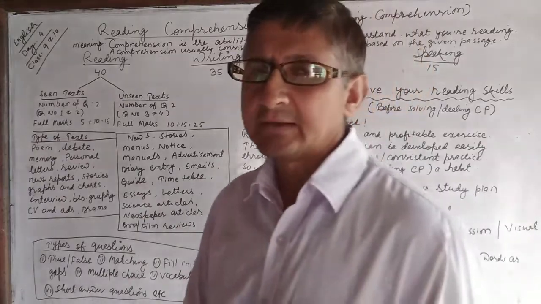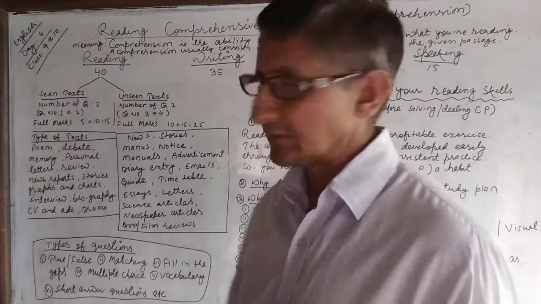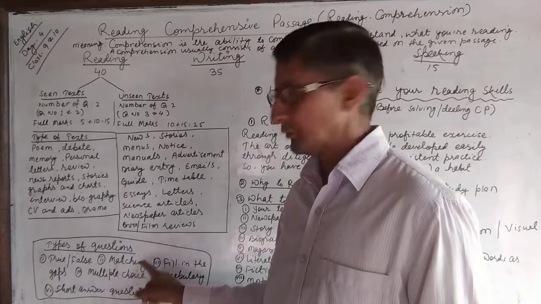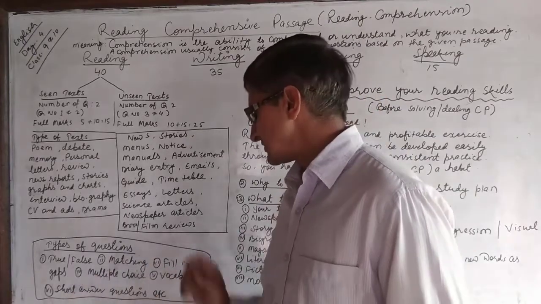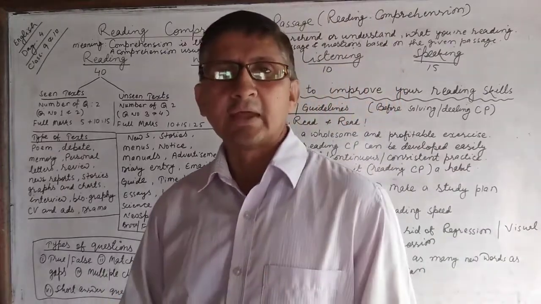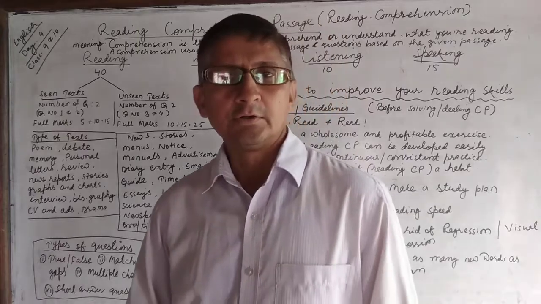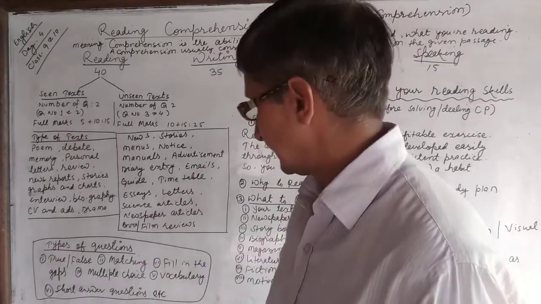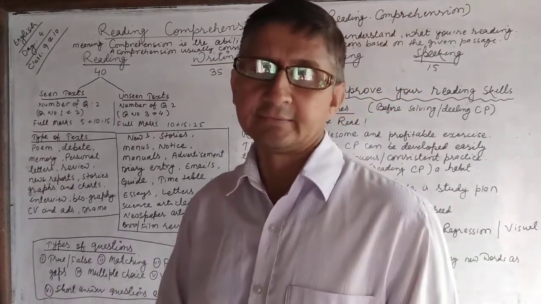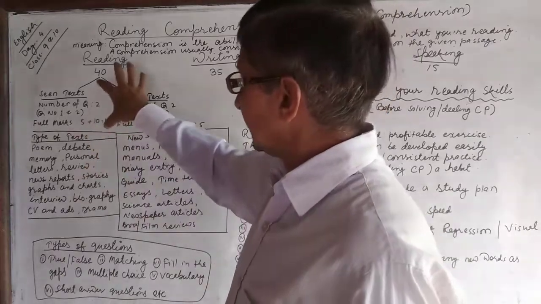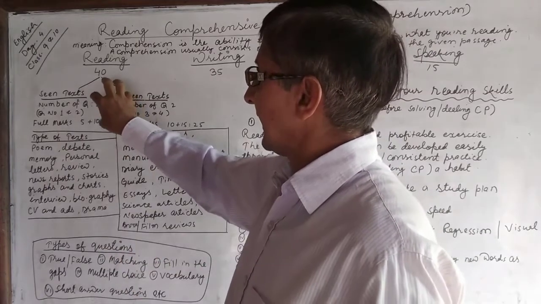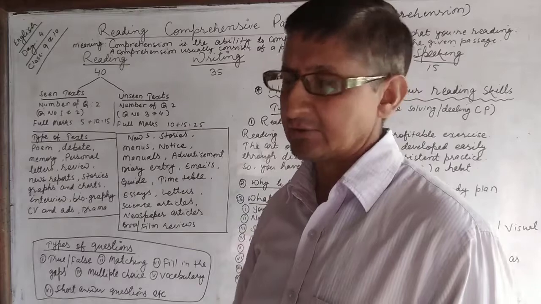And below the text there are questions. Okay? And the types of questions are true and false, matching, match the following, fill in the gaps, multiple choice, vocabulary. In vocabulary you are asked to write the similar meaning, synonyms, or to write the opposite meaning, antonyms. Similarly, there are short answer questions in the passage. So these are the different texts, the types of questions, and marks allocated in the reading sections.